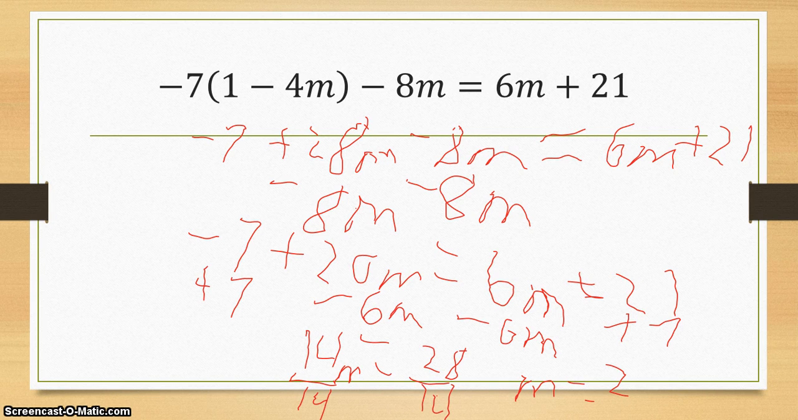Next, we're going to have to get the variable on its own and solve it. So first we subtract 6m and cancel it out on one side and bring it over to the other to get 14m. Then we add 7 to 21 on the other side and cancel it out on the left side to get a total of 28, and then we divide 28 by 14 and get m = 2.